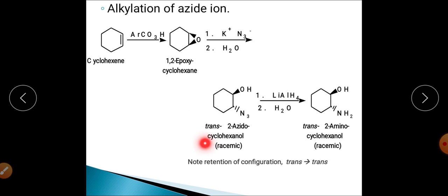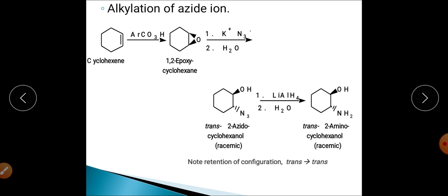For example, this substrate was a racemic mixture. The product will also be a racemic mixture, meaning the reaction will always happen with retention of configuration. So this is another beauty of this reaction. The first advantage of this reaction is that we will get the product in better yield, and whatever the disadvantages, whatever the limitations we were facing in our previous reaction, that is the direct alkylation reaction, those limitations can be overcome by using this reaction, and we can obtain the product in better yield.